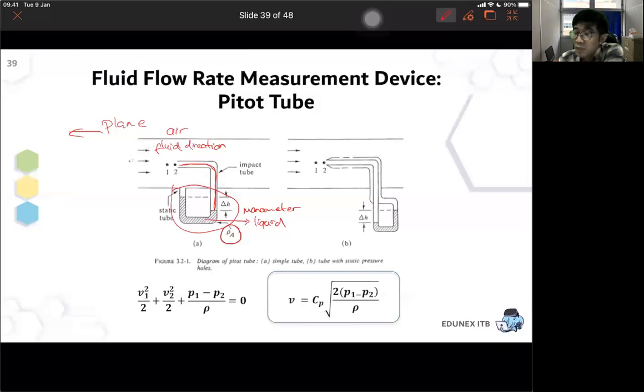What will be the velocity at point 2? Yeah, that's the principle of the pitot tube.